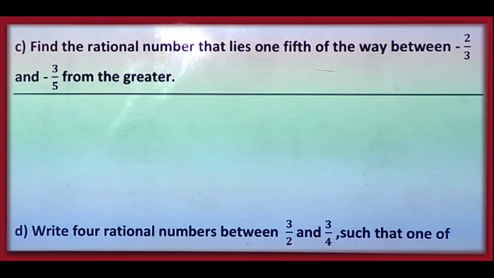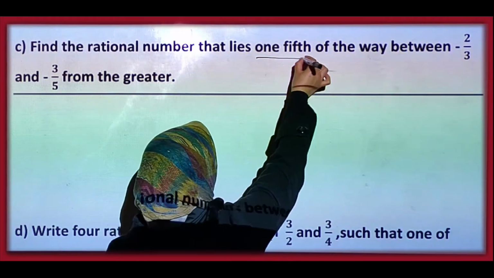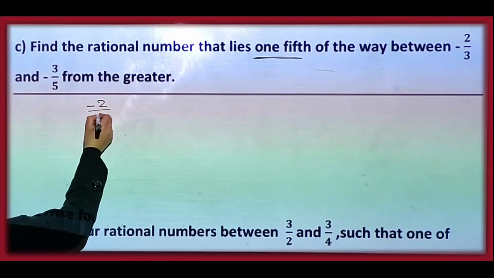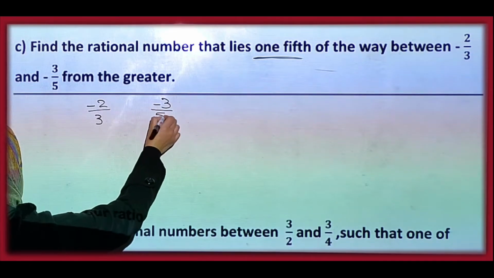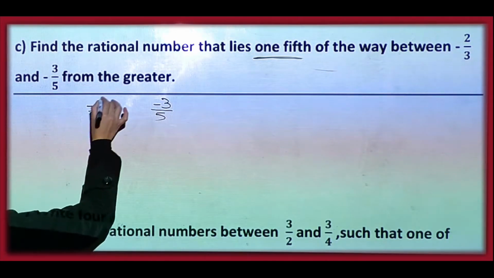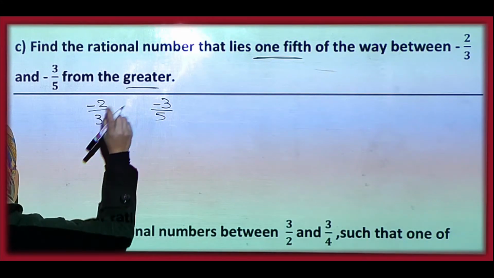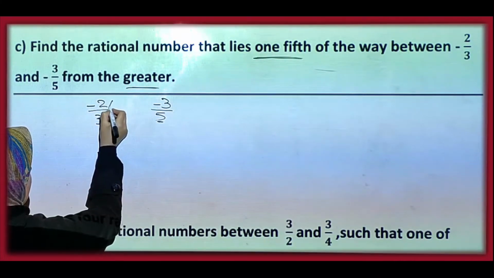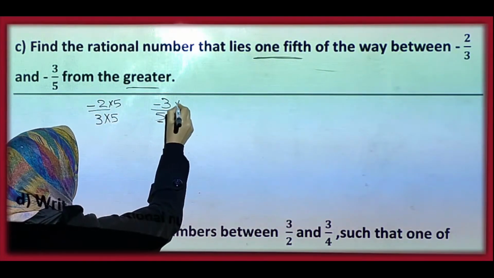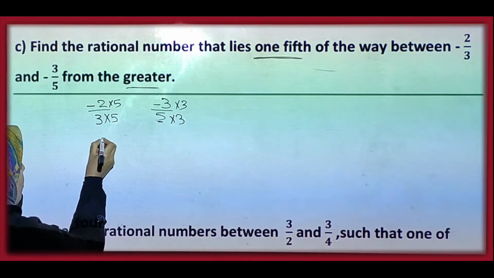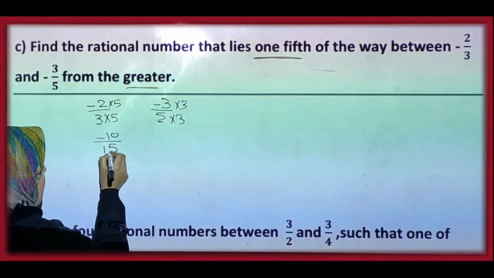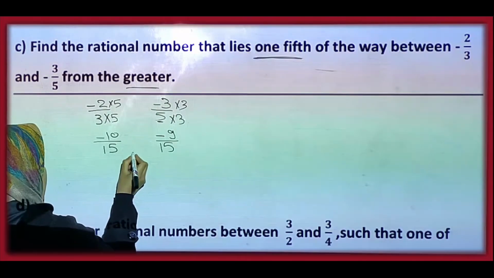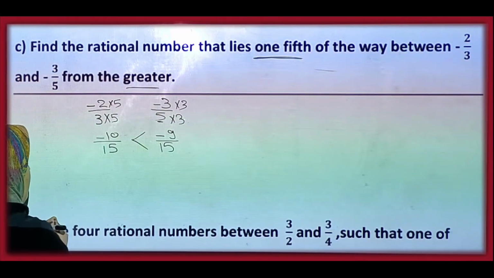Letter C, find the rational number that lies 1/5 of the way between negative 2 over 3 and negative 3 over 5. Negative 2 over 3 and negative 3 over 5. At first, we need to find the greater number. To start from the greater, we have common denominator between the two numbers, multiply 5 and take 3 to the other rational to find the common denominator equal negative 10 over 15, and this rational equal negative 9 over 15. We have common denominator and we find the greater number is negative 9 over 15.